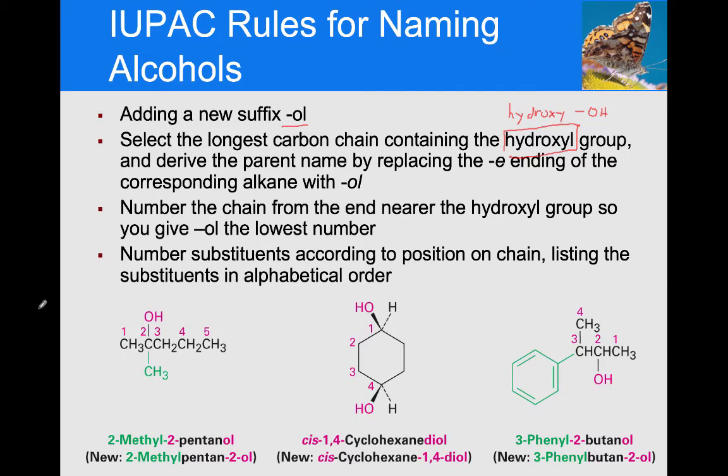So for example, if we look at this molecule here, we're going to find the longest chain. The longest chain is this one right here, pentane. So you go from pentane, you drop the E to pentanol. We then number it so that the OH gets the lowest numbering. If I go from left to right, 1, 2. Whereas if I go from right to left, 1, 2, 3, 4. Because the OH is on carbon 2 versus carbon 4 this way, we're going to number from the left to the right.